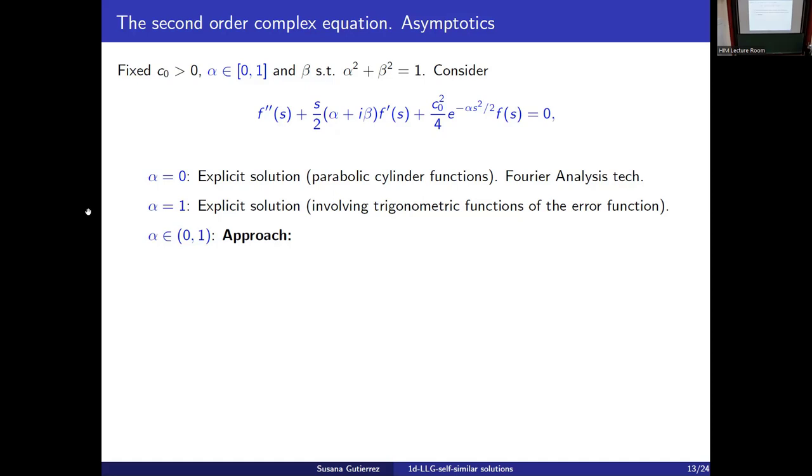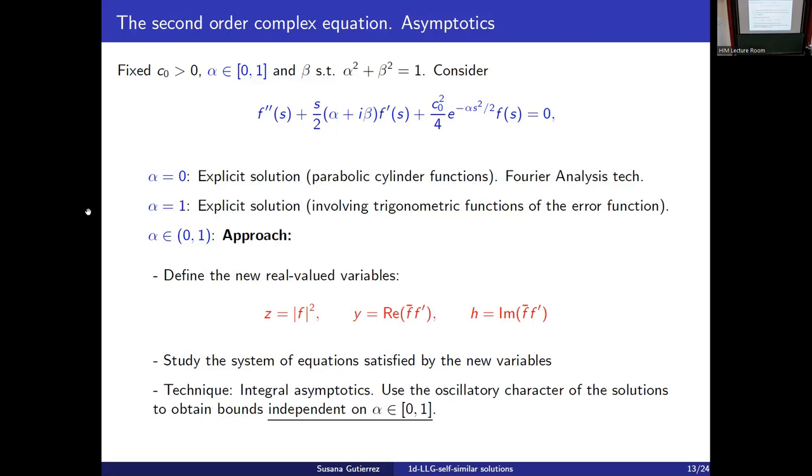And the approach we follow is, instead of studying that equation, we introduce new real-valued variables, y and h, given in terms of the function f and its derivatives in this way, which are the natural quantities that recover the tangent, normal and binormal vectors, and we study the system of equations satisfied by these new variables. I have to say that if we don't worry about the constants in the asymptotics not depending on the parameter alpha between 0 and 1, then the analysis of the asymptotics of this equation is quite straightforward. And this is due to the fact that we have strong damping in this first decay.